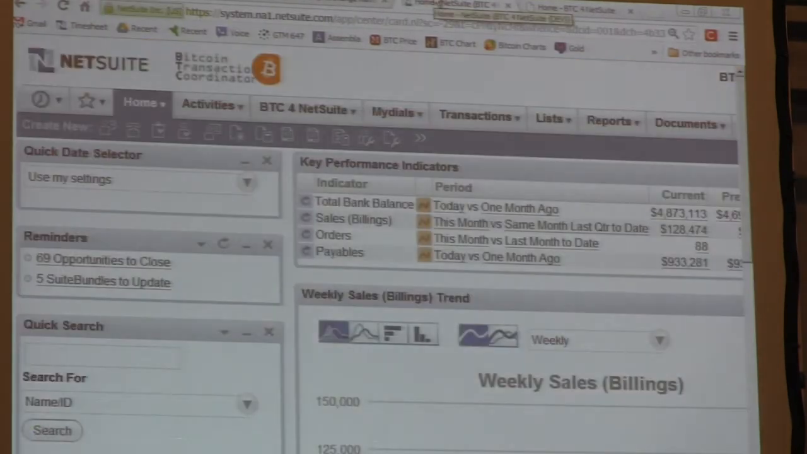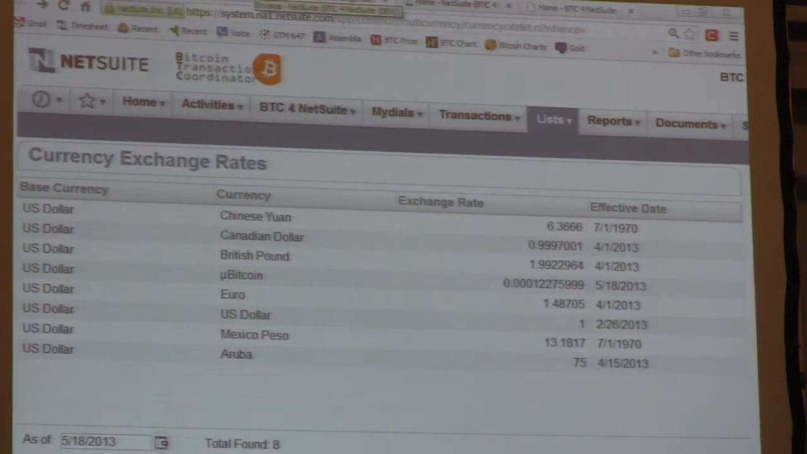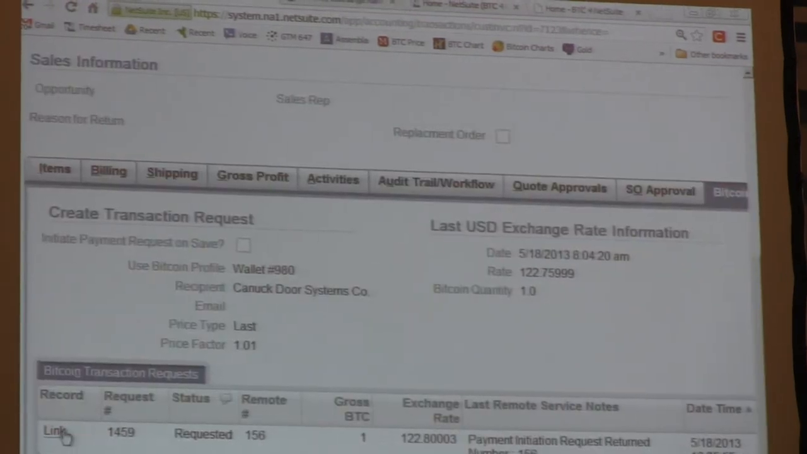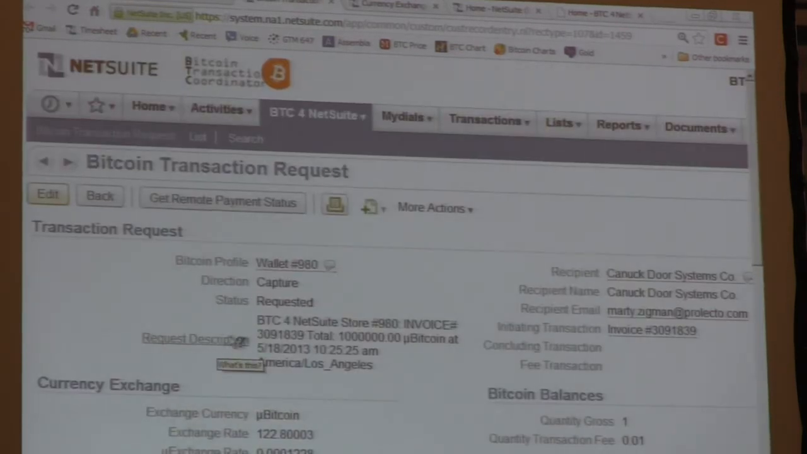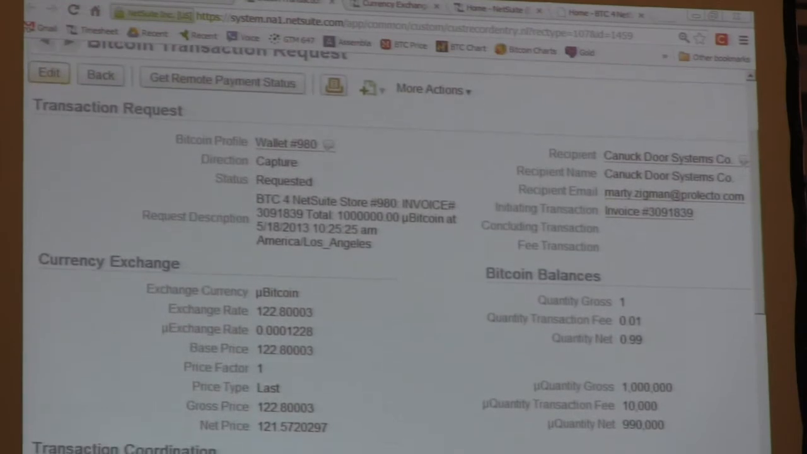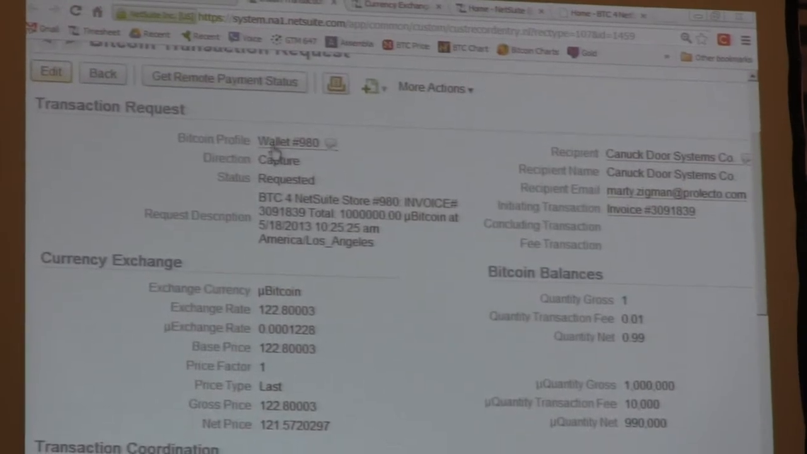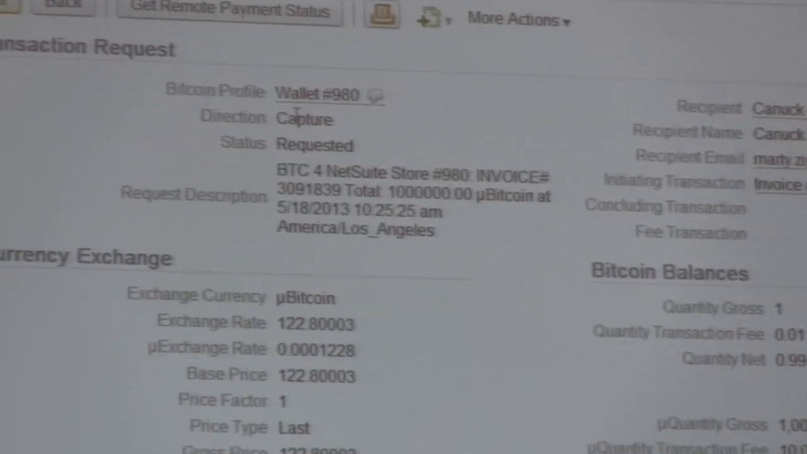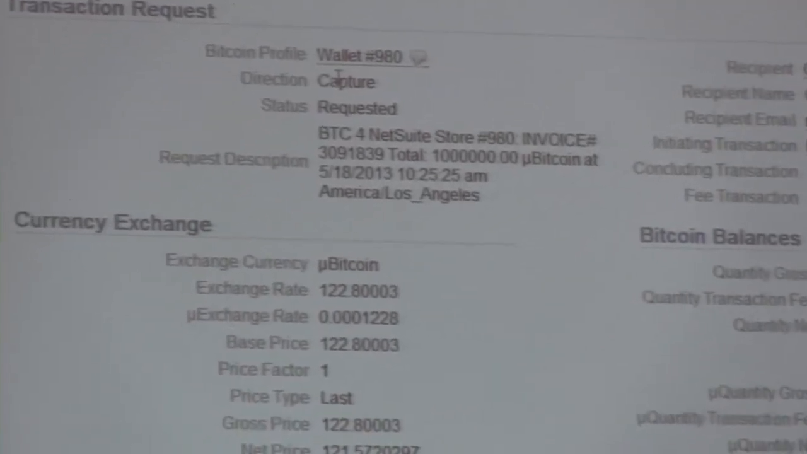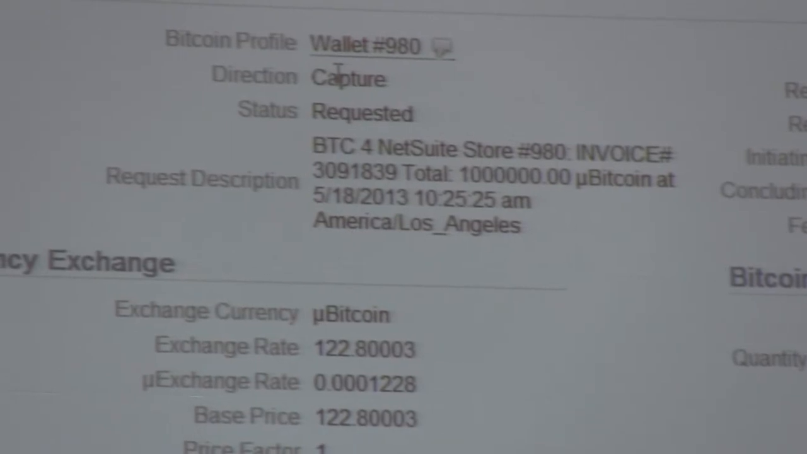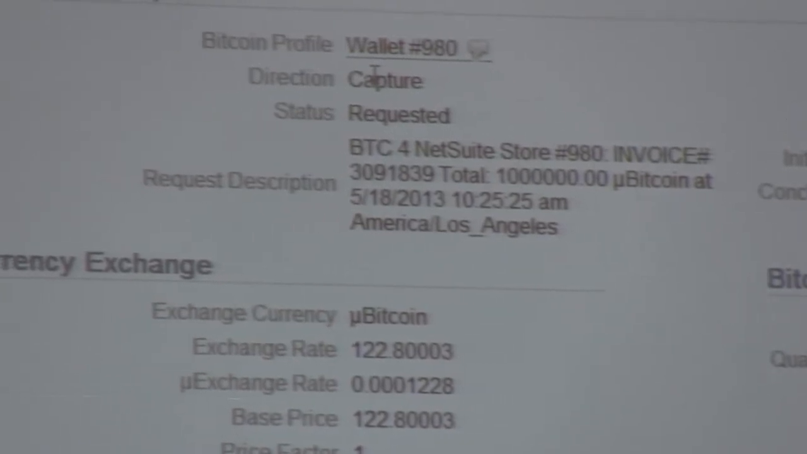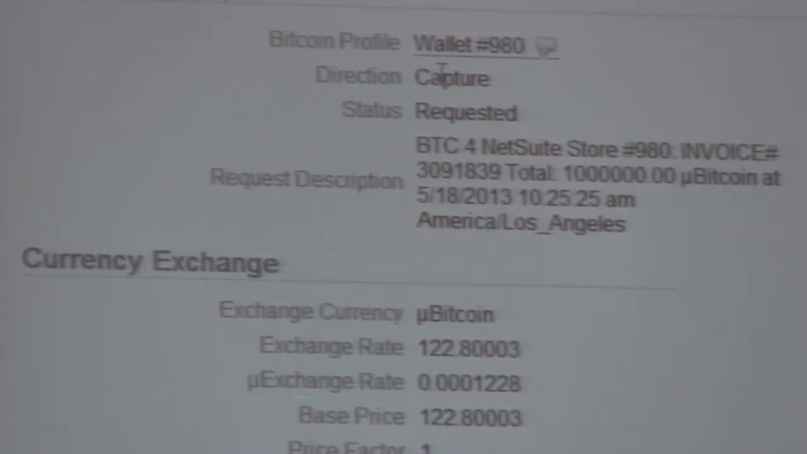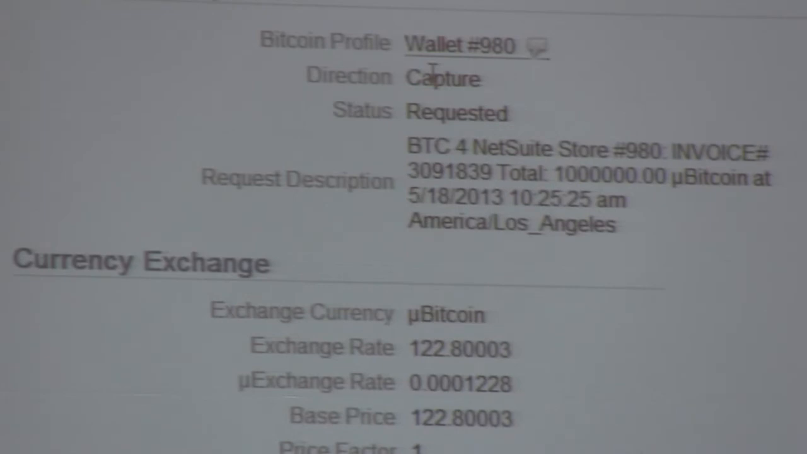So what the organization would do is go to our Bitcoin payment request. Let's have a look at that. This was what was initiated. We can see what we're doing is a capture. In a modern financial system, we could both capture and receive Bitcoin, but there's no reason why we can't pay. Once you have Bitcoin, why not pay your bills? This implementation actually can pay bills with Bitcoin.